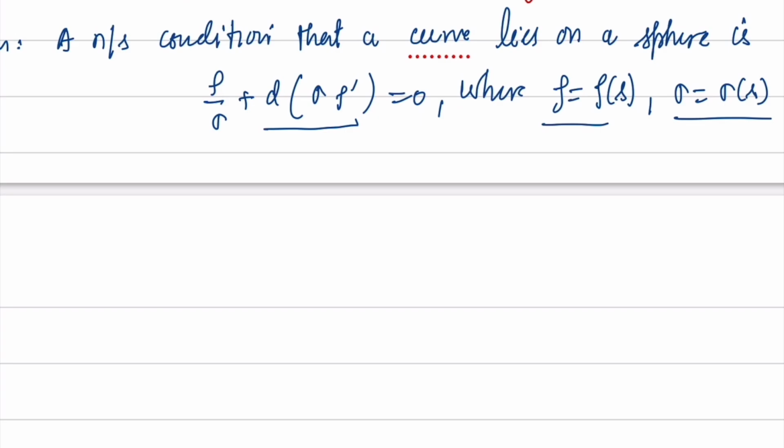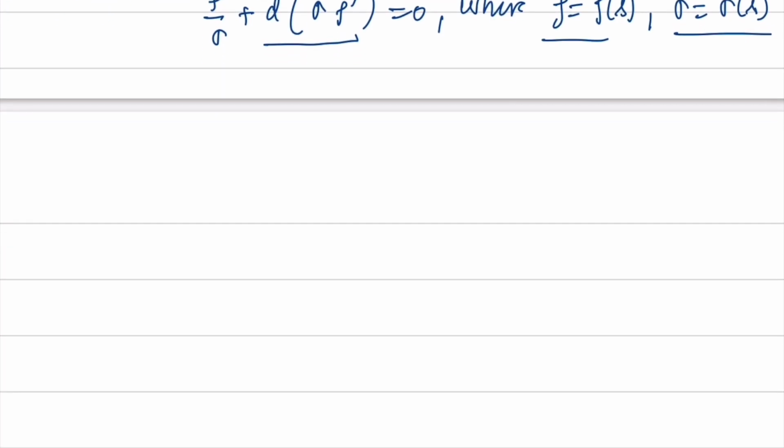If this is equal to 0, then that is what it means by saying that the curve r of t lies on the sphere. And sigma and rho are the radius of torsion and the radius of curvature for that curve. Now let's take up another definition, that is evolutes and involutes.